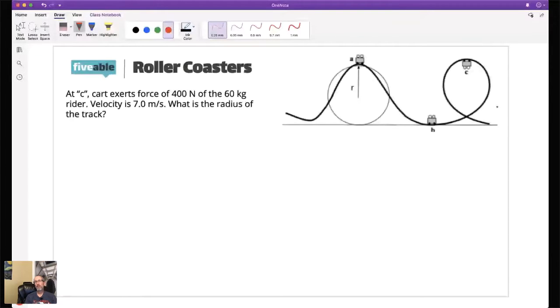And if you notice, is this a perfect circle? Yes or no? Does this look like a perfect circle? What do you think? No. Does anybody know the name of the shape that was made for roller coasters?